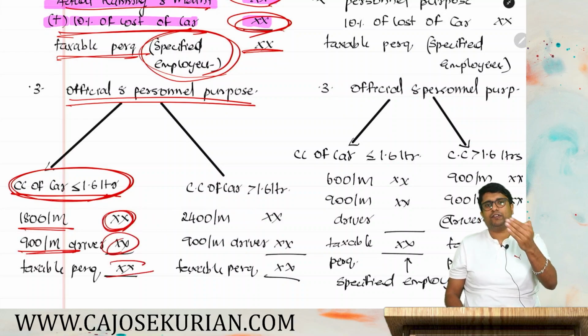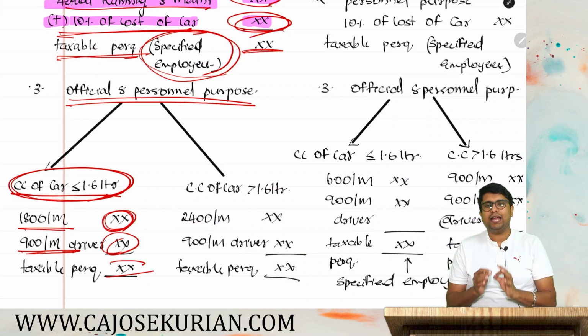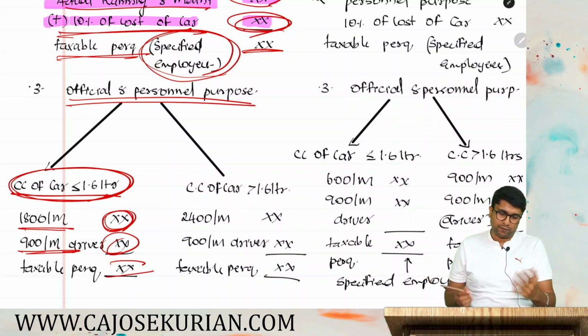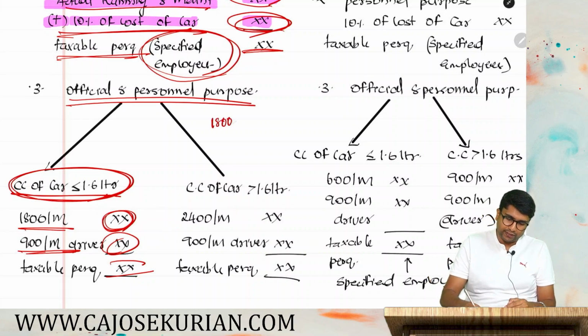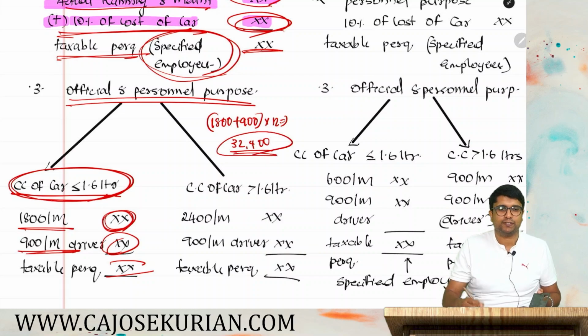Say for example, a Swift car owned by the employer, given to the employee, and the maintenance and running charges are also met by the employer. And the car is used for official as well as personal purpose. How do we value? 1,800 for Swift plus driver is also there, plus 900, into 12. So this is how you have to value the perk. So you tell me how much is 1,800 plus 900? That will be 2,700. That into 12, that will be 32,400 shall be the taxable value of perquisite.